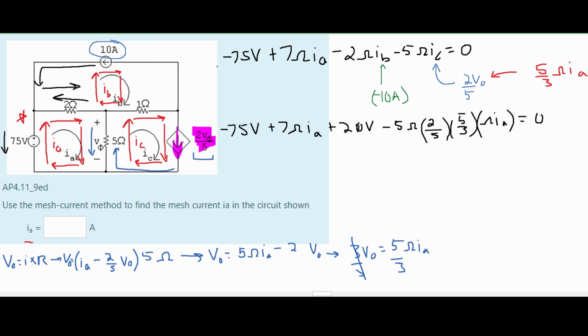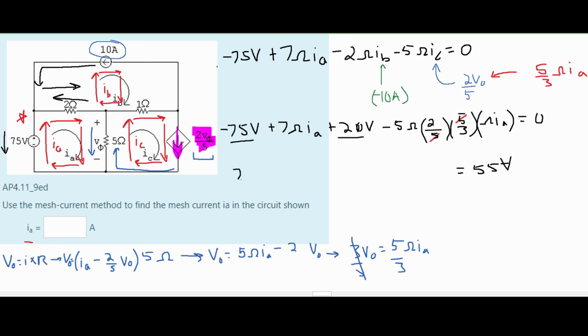We're going to cancel some things out, so we can see that our 5s will cancel out here. And we're going to also combine some things as well. So we have a negative 75 volts and a 20 volts. If we add these together, we're going to get a negative 55 volts. If we move this to the other side, because it's a constant though, we are going to get 55 volts. Now we just need to solve for the only unknown in our equation, which is I of A.